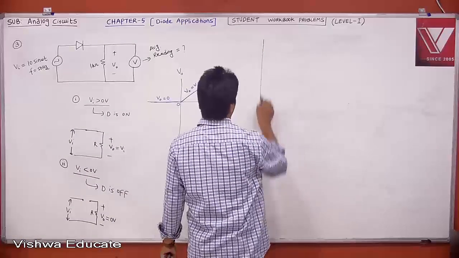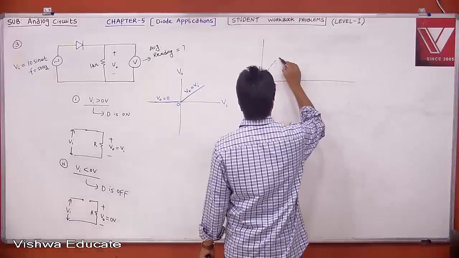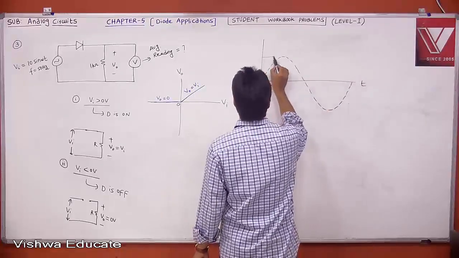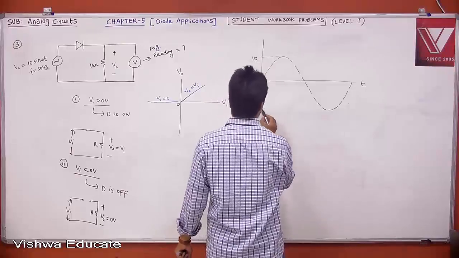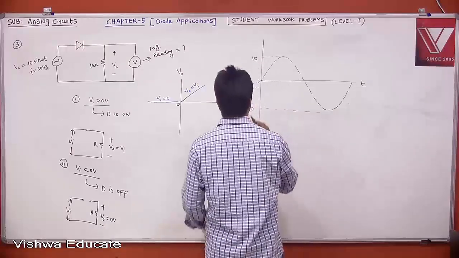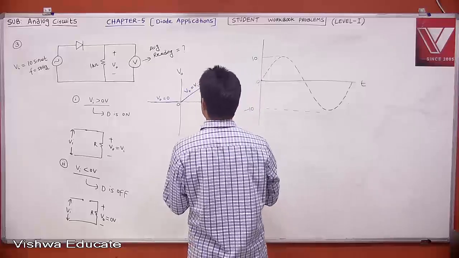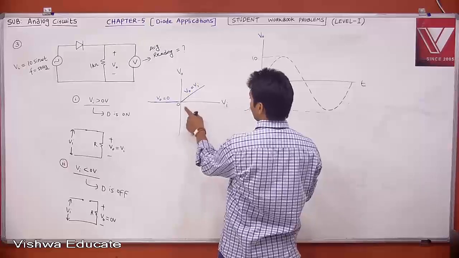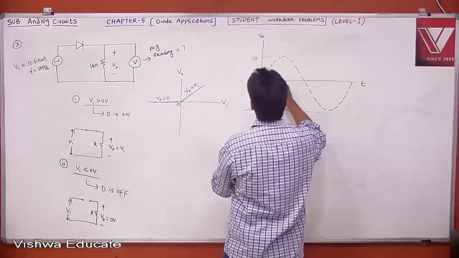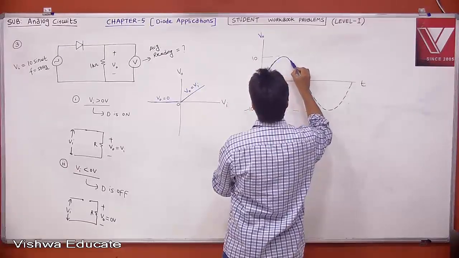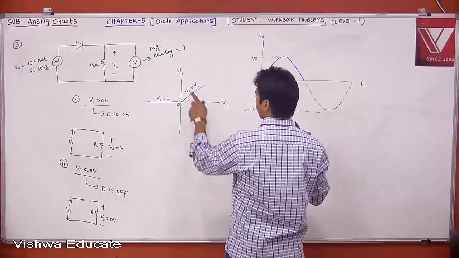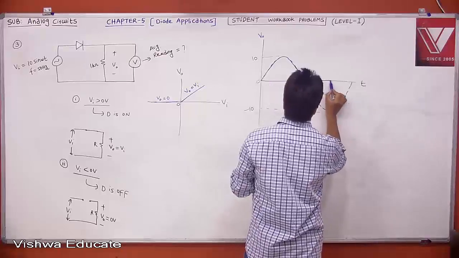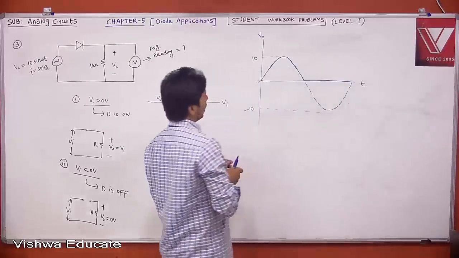Now if a sine wave is applied, one sine wave is enough, with 0, a peak value of 10, and a negative peak value of minus 10. Then if this is given, what is your output? Your output will be, for the positive cycle only, it will pass as it is. When Vi is greater than 0, V0 is Vi. It is passing as it is. When Vi is less than 0, your output is 0. Therefore, this is nothing but a negative clipper. All negative voltage will be clipped.